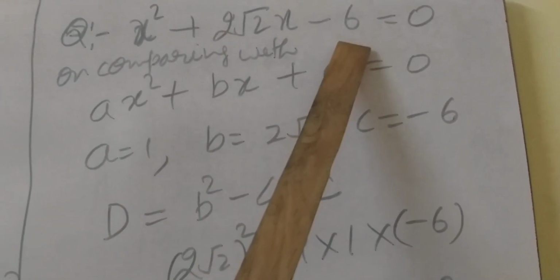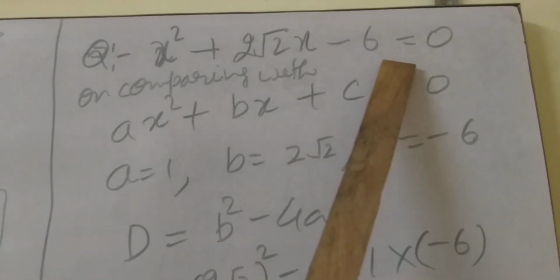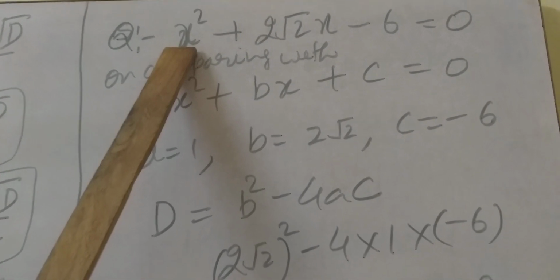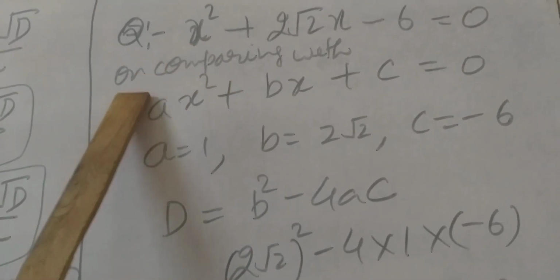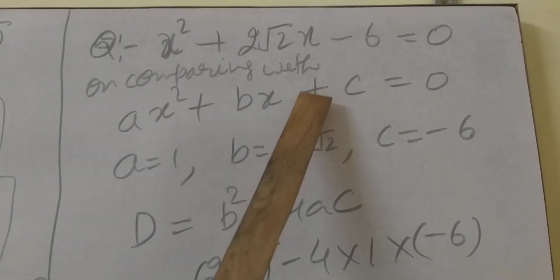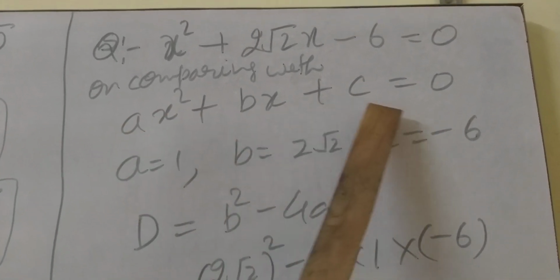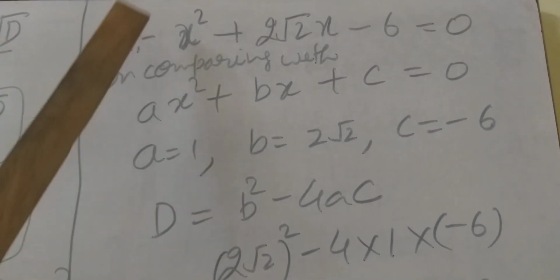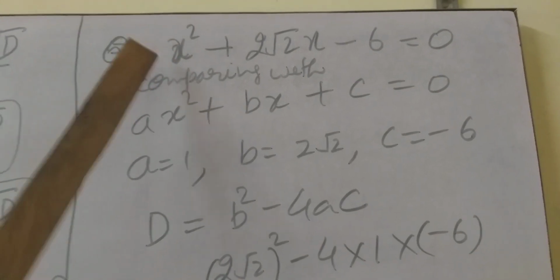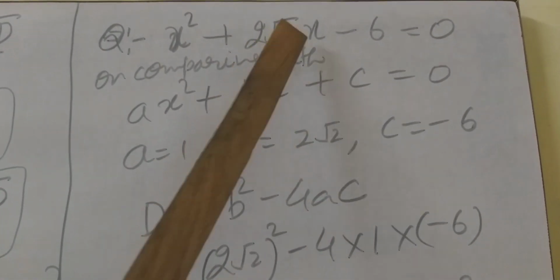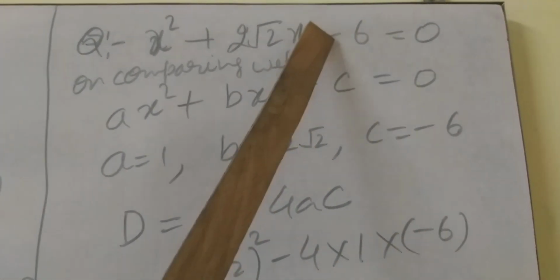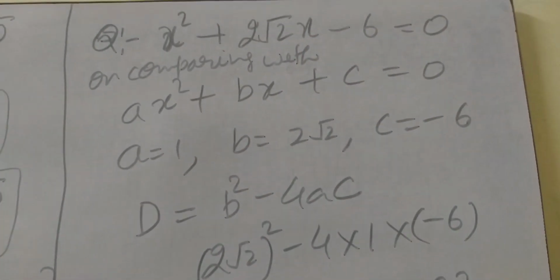Now we are going to take one example. This is the question, students: x square plus 2 root 2 x minus 6. We have to solve by the quadratic formula or by Shridharacharya formula. So first of all, the equation will be compared with ax square plus bx plus c. A value, the coefficient of x square, is 1. B is the coefficient of x, plus 2 root 2. And c is the constant term, students, minus 6.